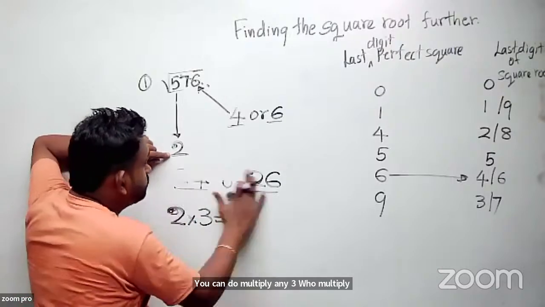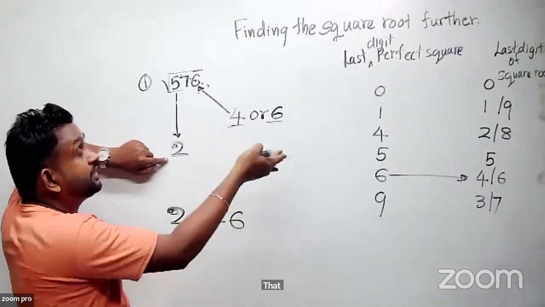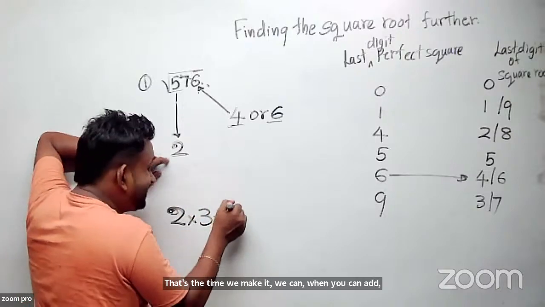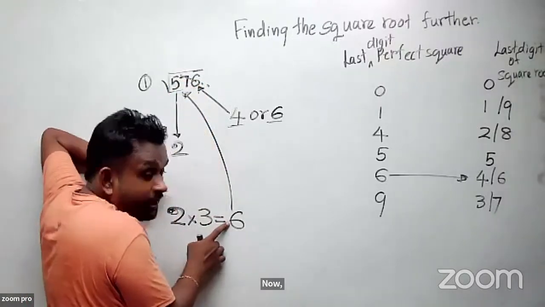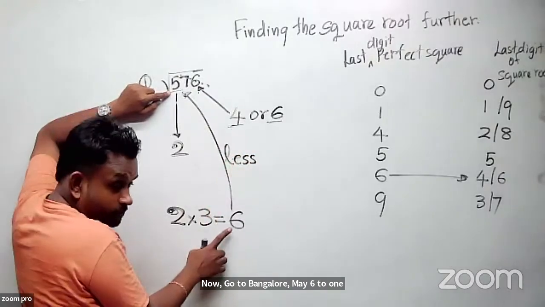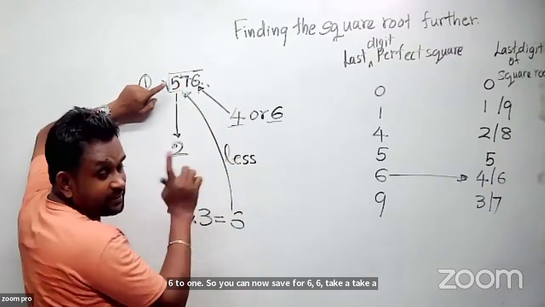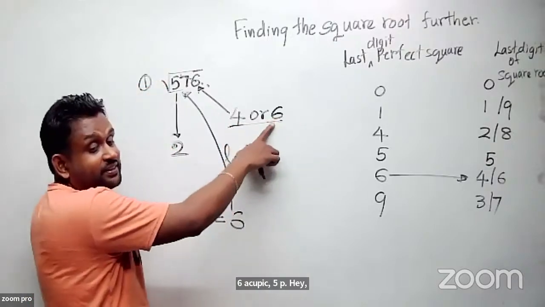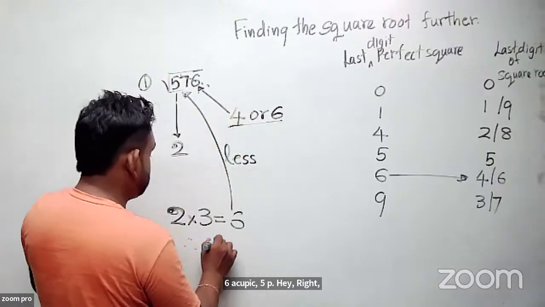Now you check. Multiply 2 by the one after it, 3, then 2 into 3 is 6. Now compare 6 with the remaining 5. Here you see that 5 is less than 6. So 5 is less than 6. Then, son, we have to take the lesser value of the two, 4 and 6. Which is less? Right, 4 is the lesser. Then combine with 2. Then the answer is 24.